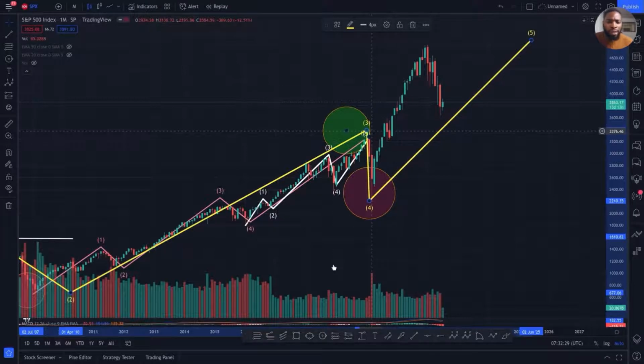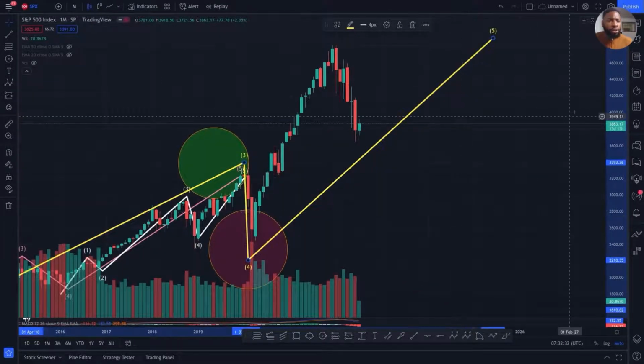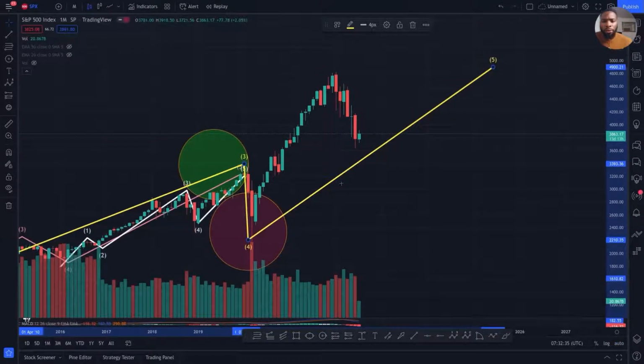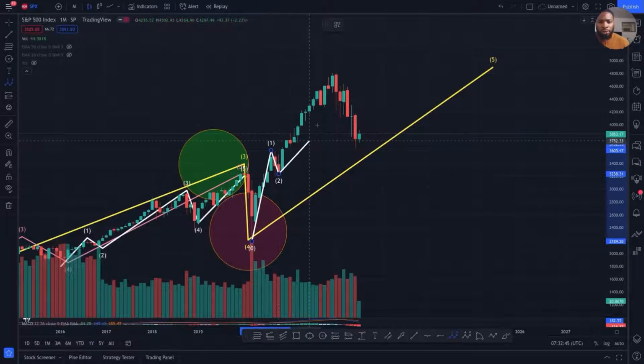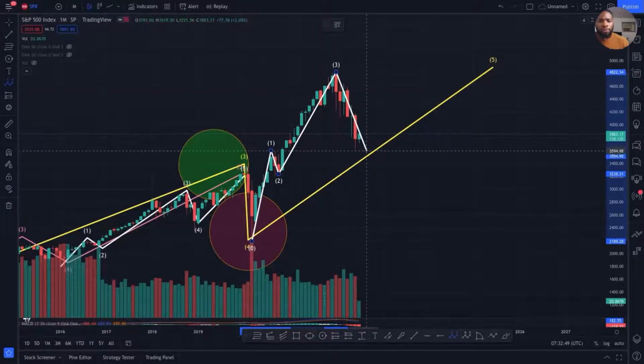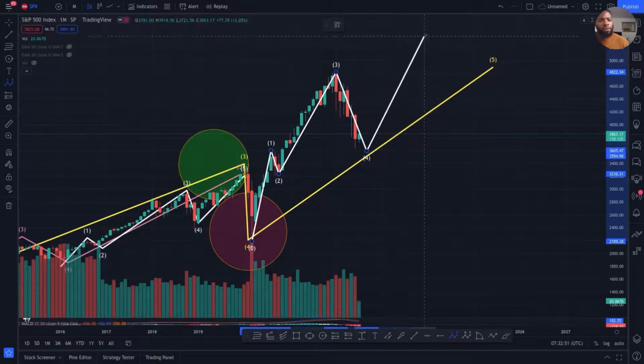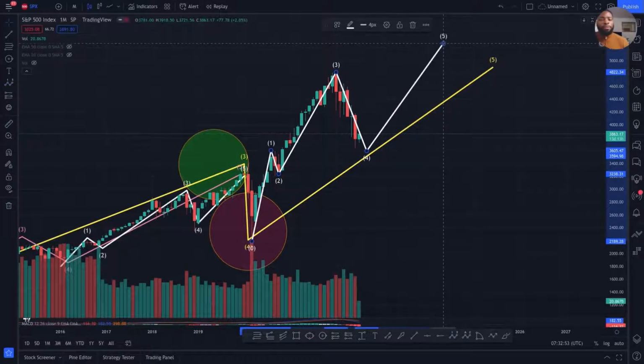Can we get the fractals of the fifth major wave? Sure, we can. Clearly, we can see that this is the first impulsive wave. This is the first wave. Second, third, fourth, and fifth.